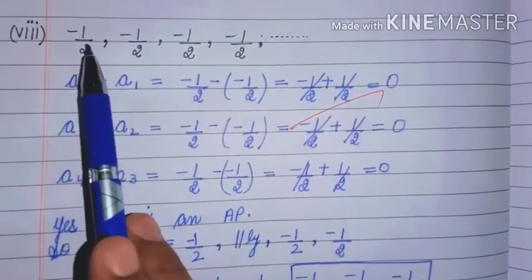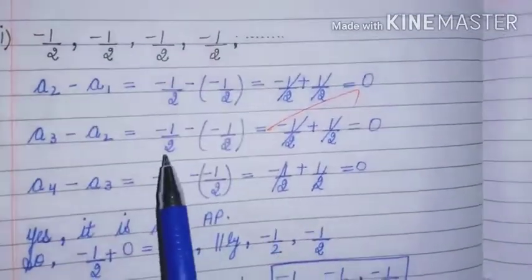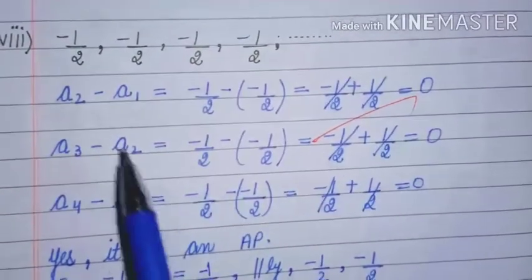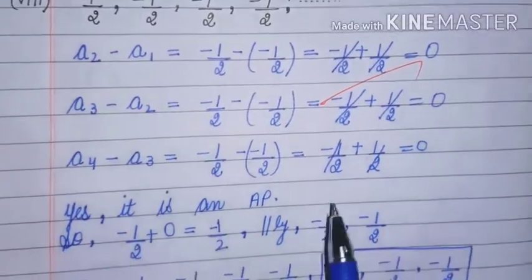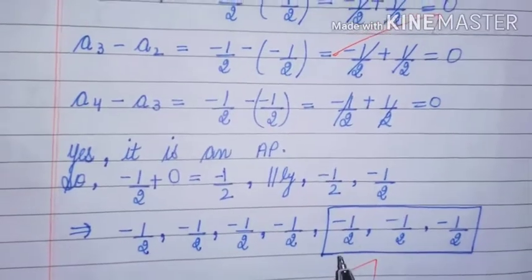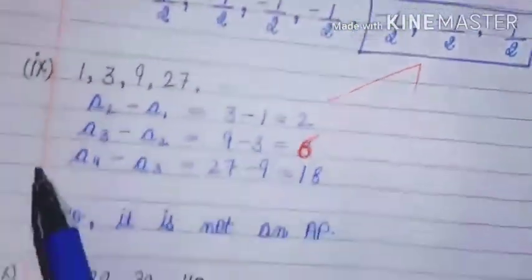Yes beta, next part is minus 1 by 2, minus 1 by 2, minus 1 by 2, minus 1 by 2. Beta, you are observing each term is same. It means here the common difference is 0. If you solve, then you will get 0, 0, 0. It means it is an AP, and the next 3 terms are also the same, because D is 0. So the next 3 terms are also minus 1 by 2, minus 1 by 2 and minus 1 by 2.